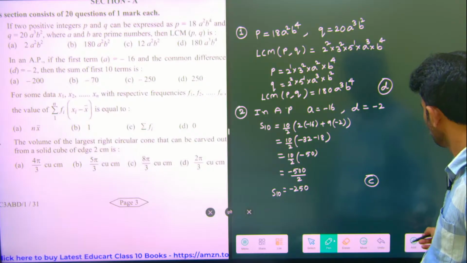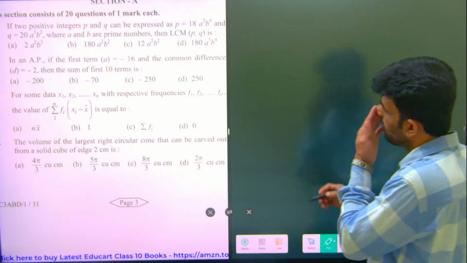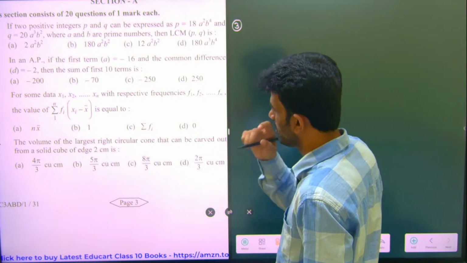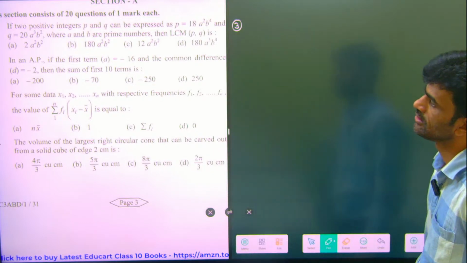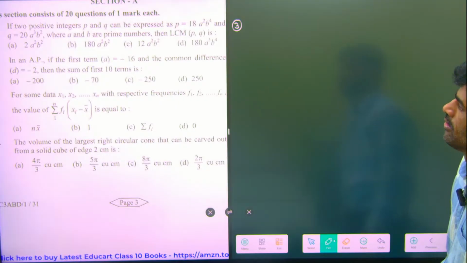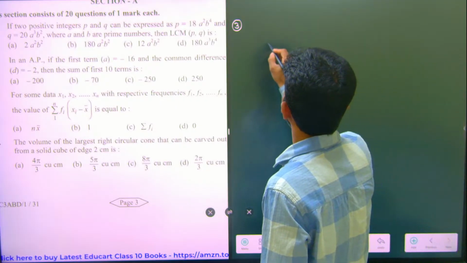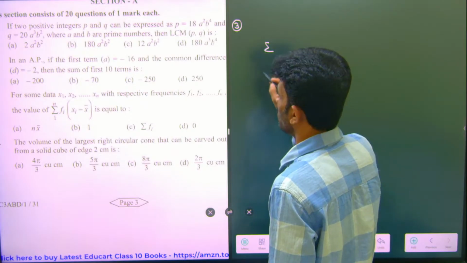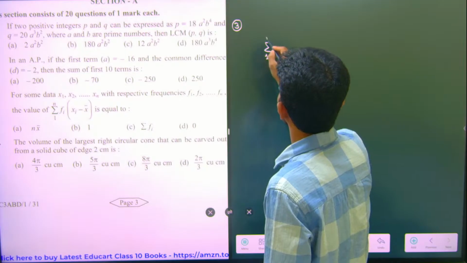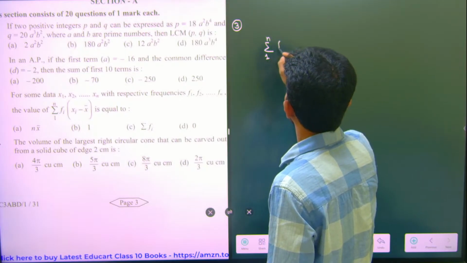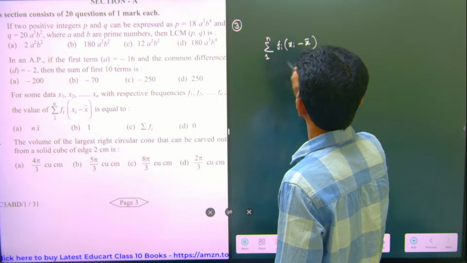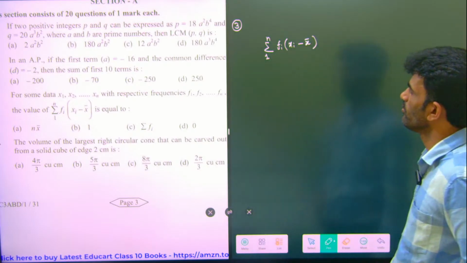Next question, question number 3. It is about statistics. We have to find out the summation of i from 1 to n of fi into xi minus x bar. This result we have to find out.